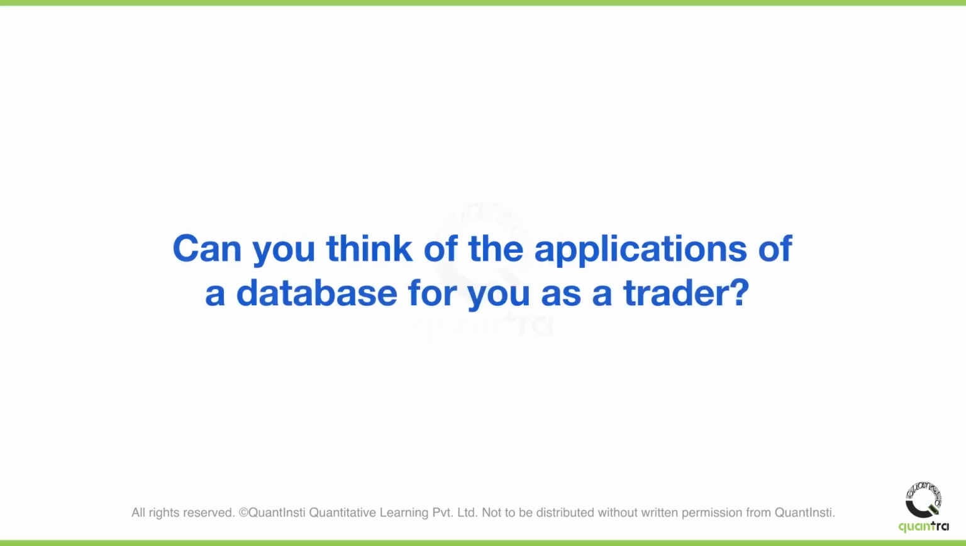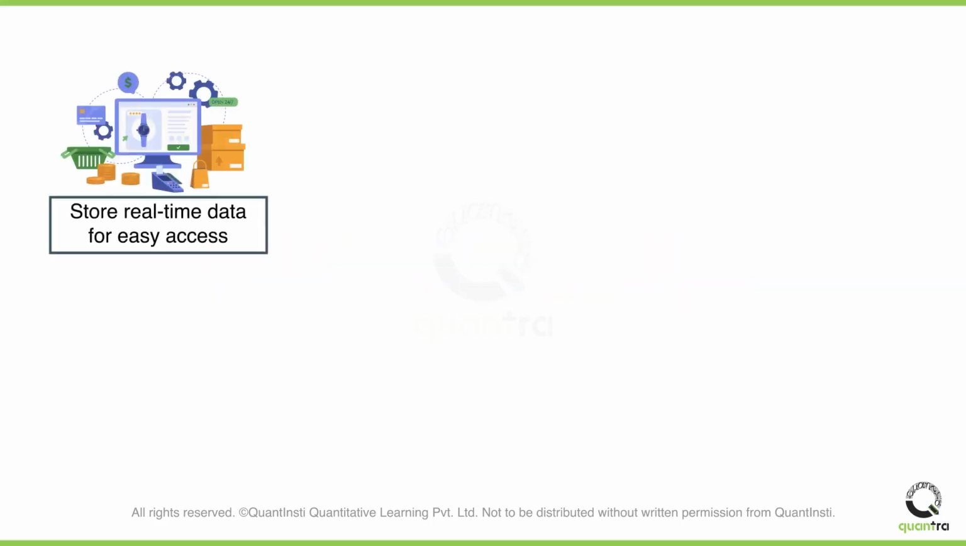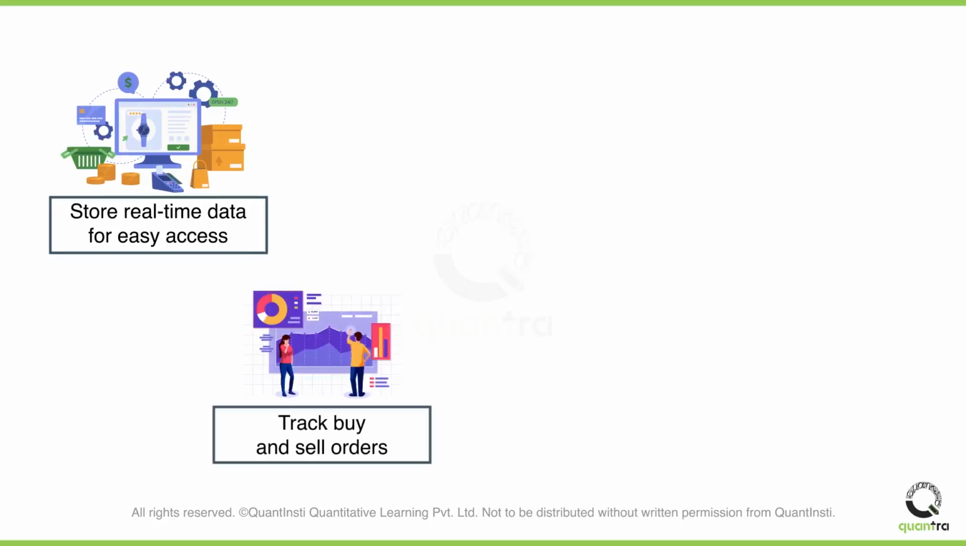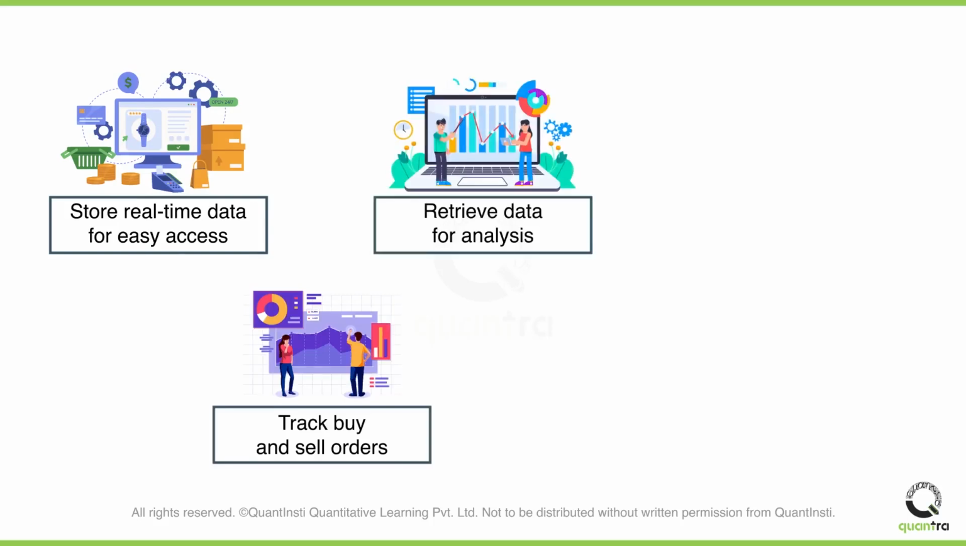Can you think of the applications of a database for you as a trader? Let's list them now. You can use a database to store real-time data for easy access. You can track the buy and sell orders which you have executed over time. You can retrieve part or entire historical data of an asset for backtesting purposes.